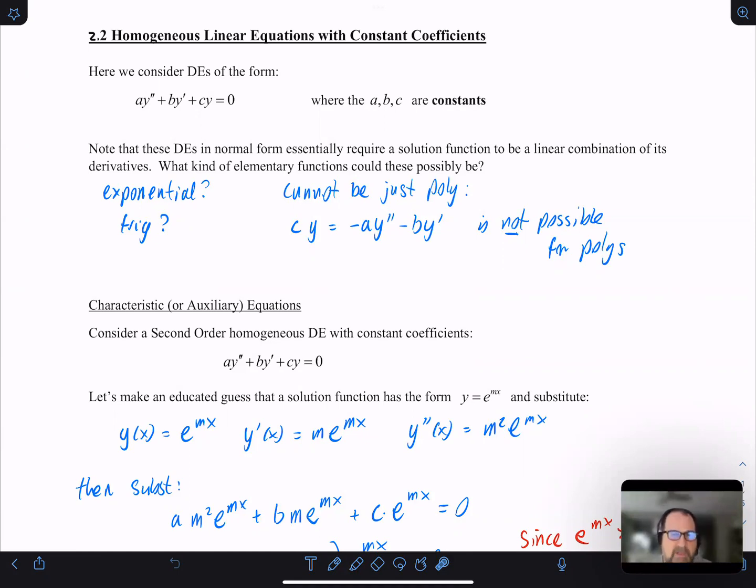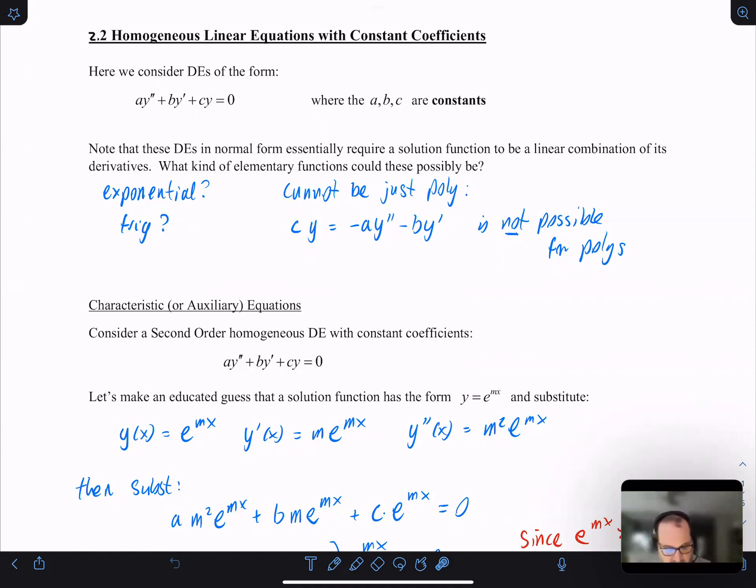Here we're going to start looking at solving homogeneous linear equations, second order. This ends up being fairly easy to do. It takes a little explanation, but what we actually have to do is not too difficult. So let's take a look here.